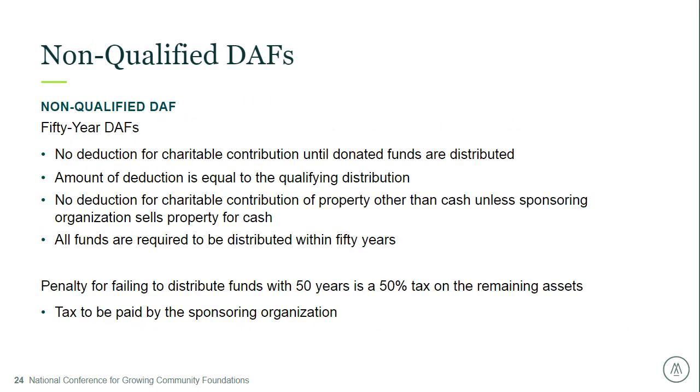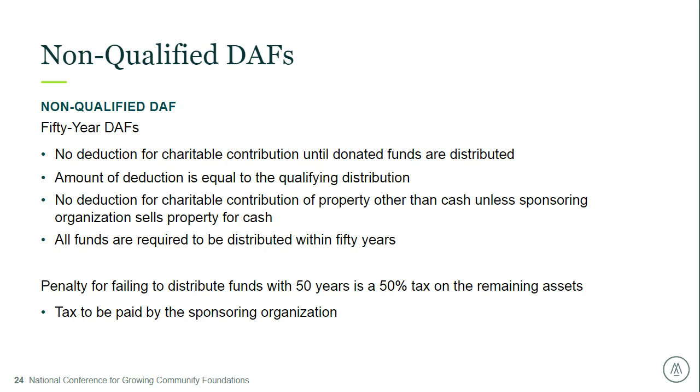Okay, then we have what's called a non-qualified donor advised fund. These are 50-year donor advised funds. And the kicker with these is that there is no deduction for a charitable contribution from the donor until the donated funds are actually distributed. So this might be a little bit of an accounting nightmare for the donor and the sponsoring organization, because the amount of the deduction is equal to the qualifying distribution.